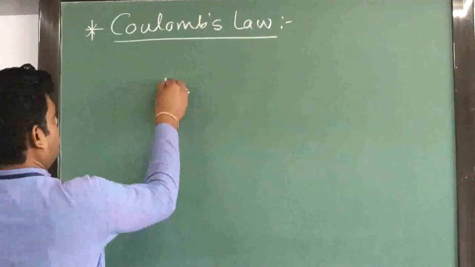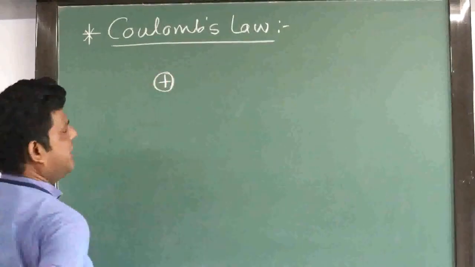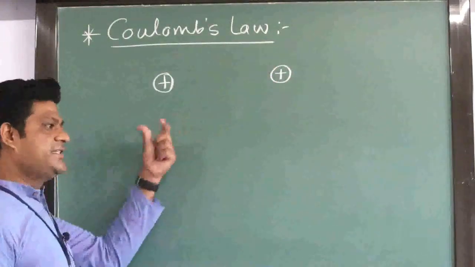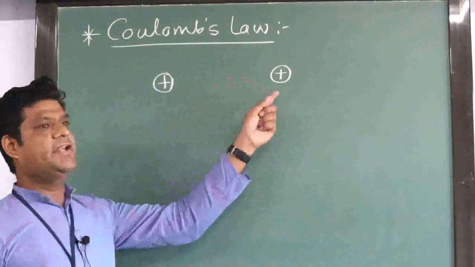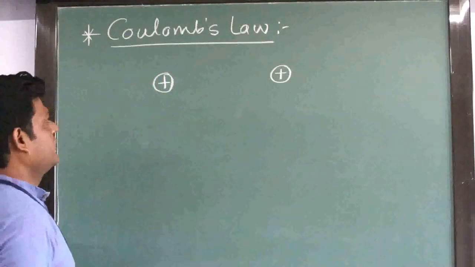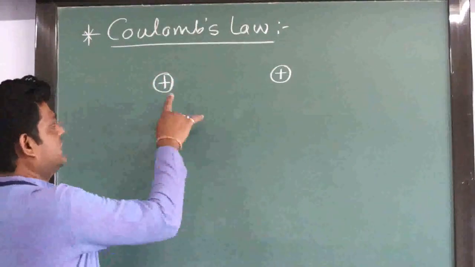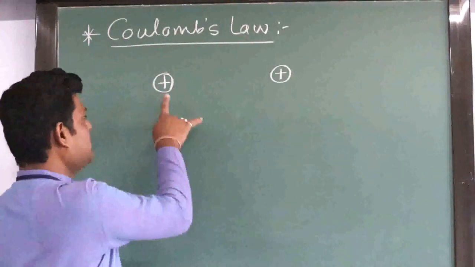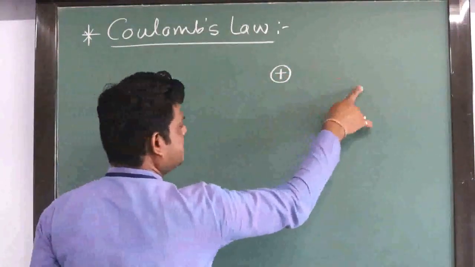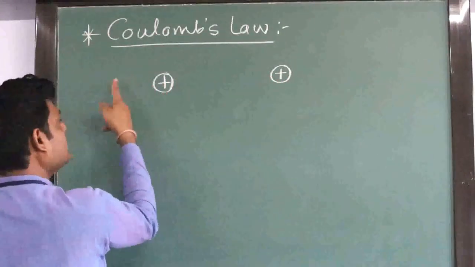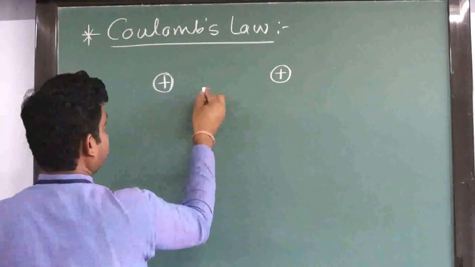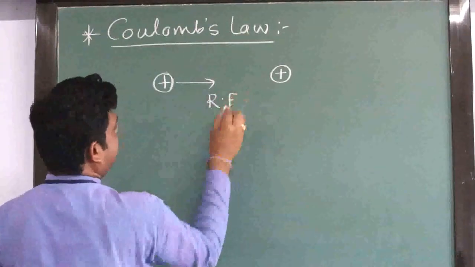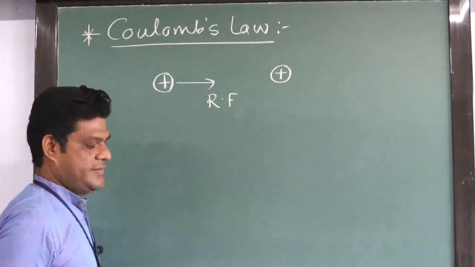What we know is that suppose we are having the same charge particles, like charge particles Q1 and Q2. These two charge particles will repel each other, meaning this charge particle will repel that one and that one will repel this one. So we can say that a repelling force is present between these two charge particles.